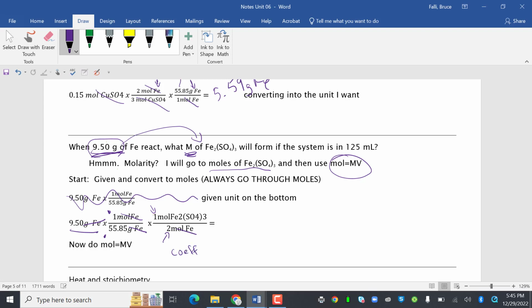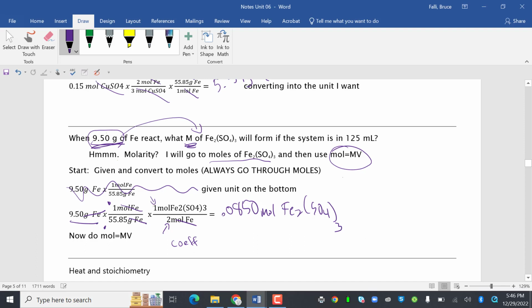Hey, I remember that. So let's do that. 9.5 divided by 55.85 divided by 2. Remember, multiplying or dividing by 1 is like kissing your sister. It doesn't do anything at all. So that is moles of Fe2SO4 3.